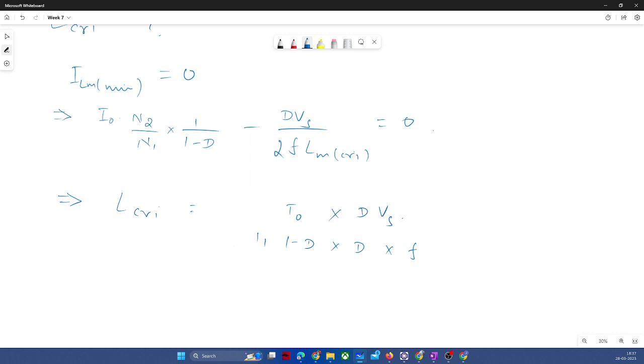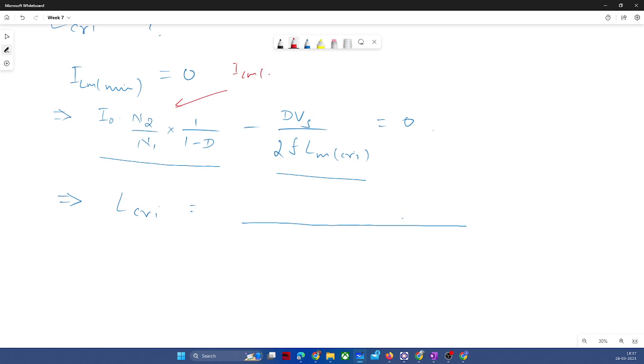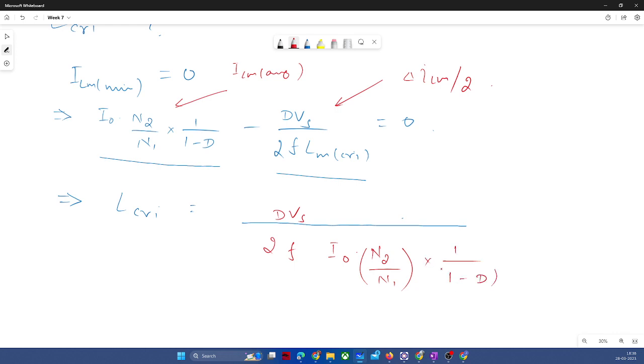Some mistake is there. Sir, these two are ILM max and del IL. This is ILM average and this is del IL by 2. Let me write it just for the clarification. This is del ILM by 2. Got it? Yes. So dVs by 2f, and I naught into n2 by n1 into 1 by 1 minus d. I hope it is right now.